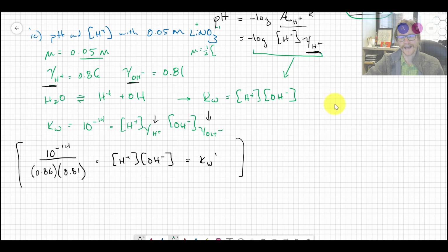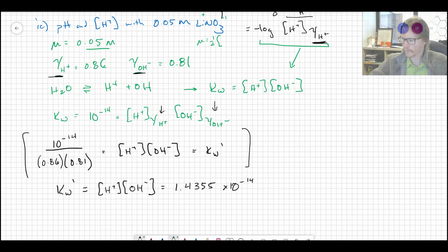So what does that equal? You can compute that on your own. You'll get a number where the adjusted Kw, remember the original Kw was just 1.0 times 10 to the minus 14, but our new value for Kw is 1.4355 times 10 to the minus 14. So we've changed that considerably, by about 50%. That's significant simply because the apparent concentrations of both hydrogen ion and hydroxide ions are considerably lower when you have lithium and nitrate in the solution.